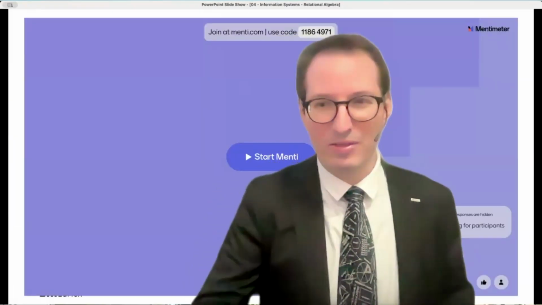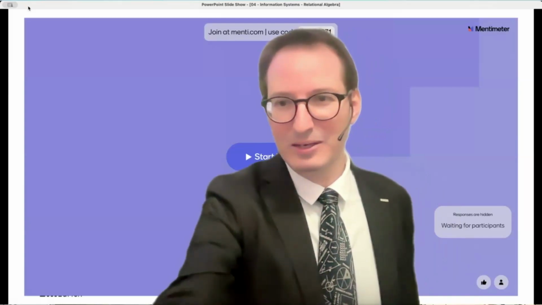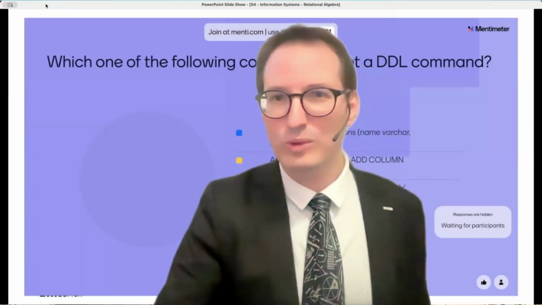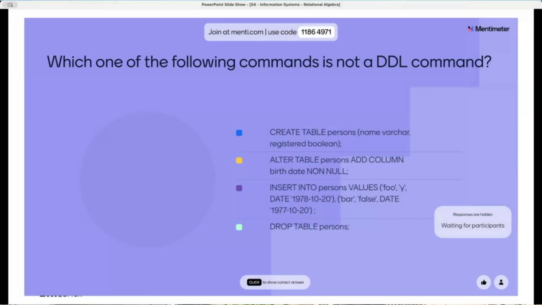So I start with this question right here that I can activate. Which one of the following commands is not a DDL command? Is it create table, alter table to add a column, insert into, or drop table? I'll try to see if I can hide the responses and not show the correct answer, just as a test, and we'll see if there's a way to show them.